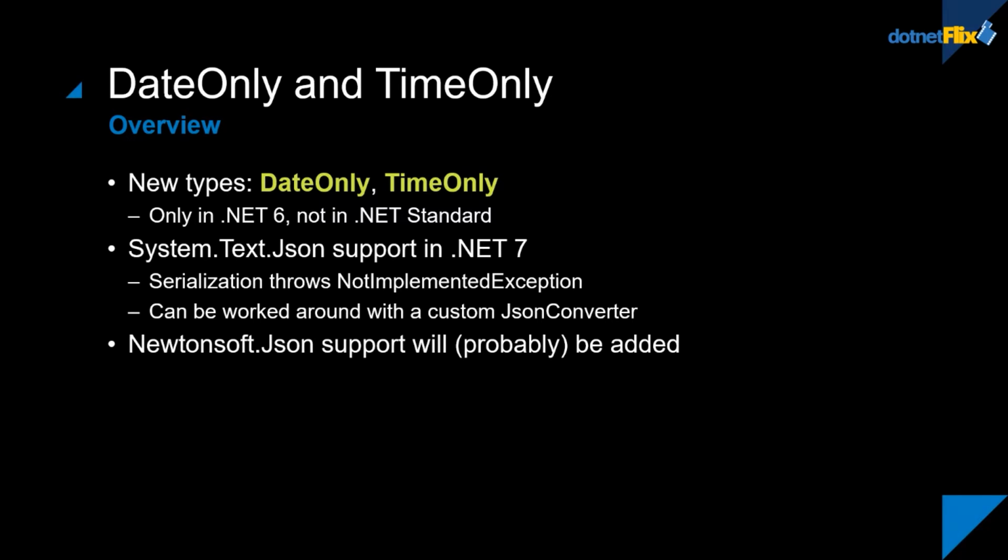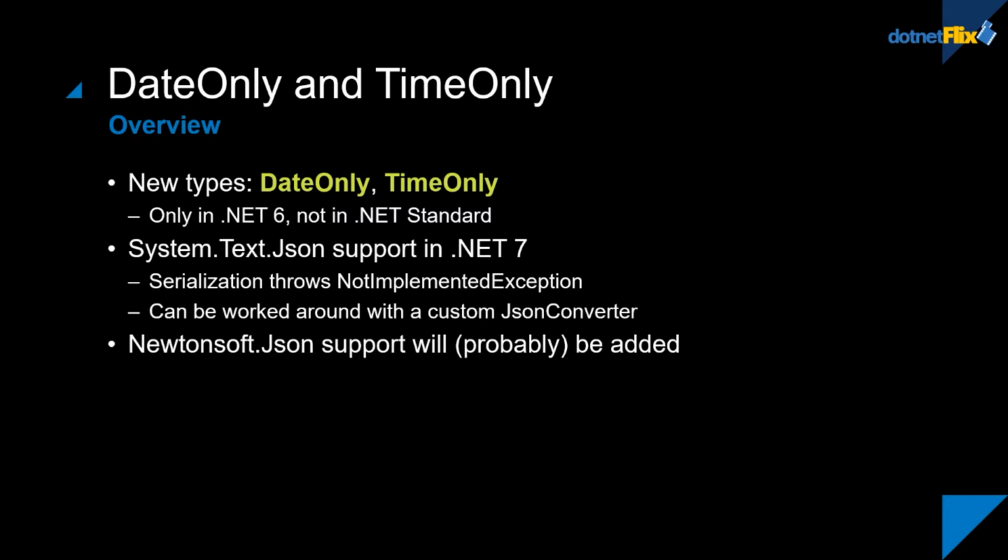One more important thing to notice is that System.Text.Json, the new JSON serializer in .NET, won't support serializing DateOnly and TimeOnly in .NET 6. That support will be available from .NET 7 and forward. But in .NET 6, if you even try to serialize a DateOnly or a TimeOnly, it will actually throw a NotImplementedException. Just to let you know that you can't use it.